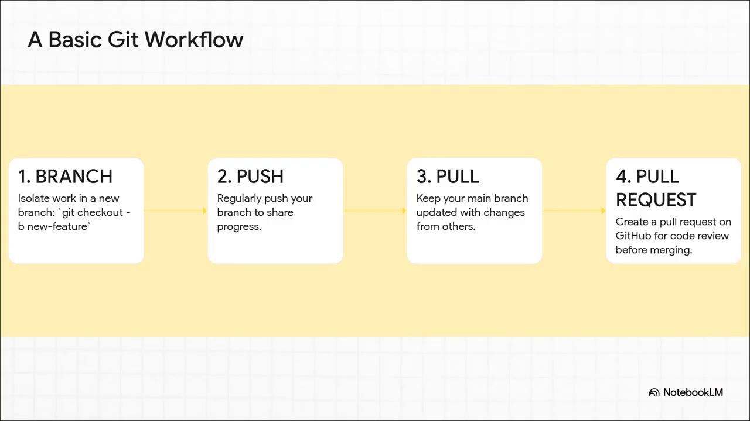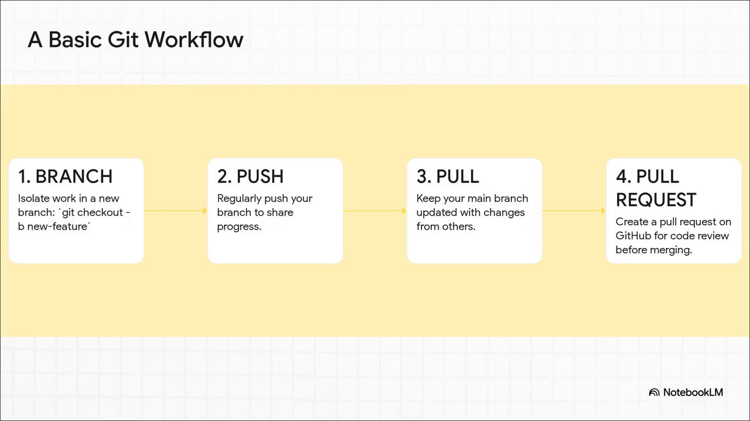This whole process really starts with a disciplined Git workflow. You create a branch to keep your work safely isolated. You push your branch regularly to share your progress, and you pull to keep up with what everyone else is doing. And then, the most important part, you open a pull request. This is the critical moment for code review, for discussion, and for making sure only high-quality changes make it into the main codebase.